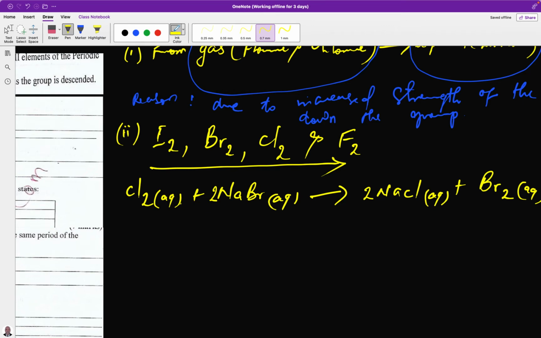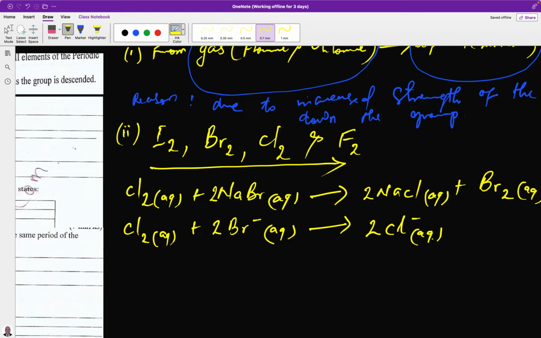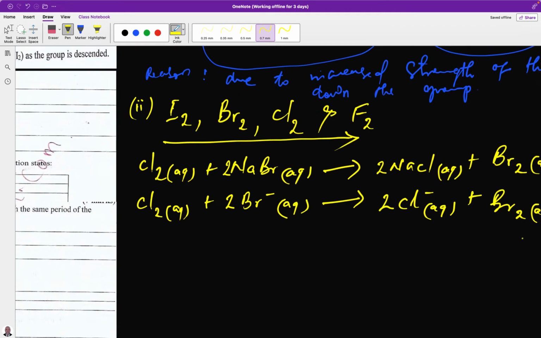Another example is when chlorine reacts with bromide. This is the ionic form of it, which I'm trying to write here.